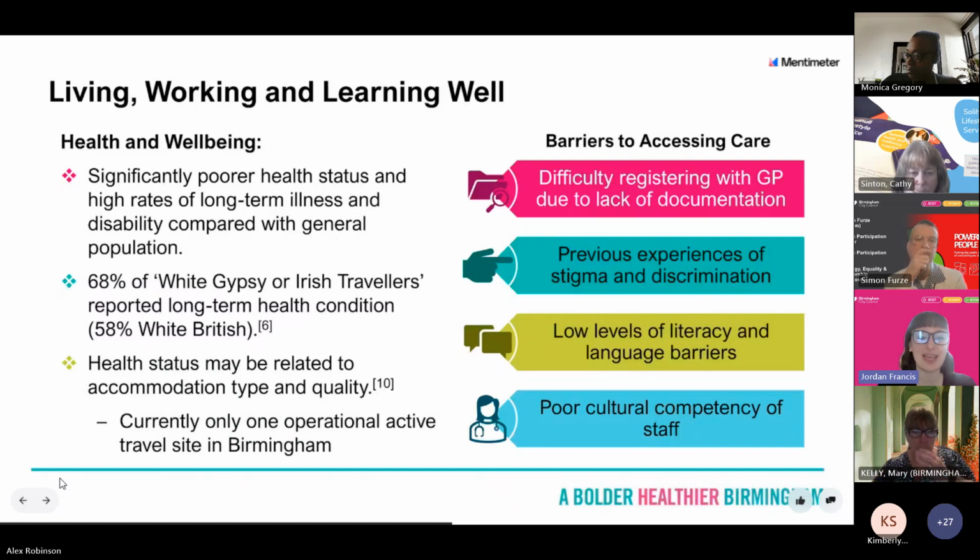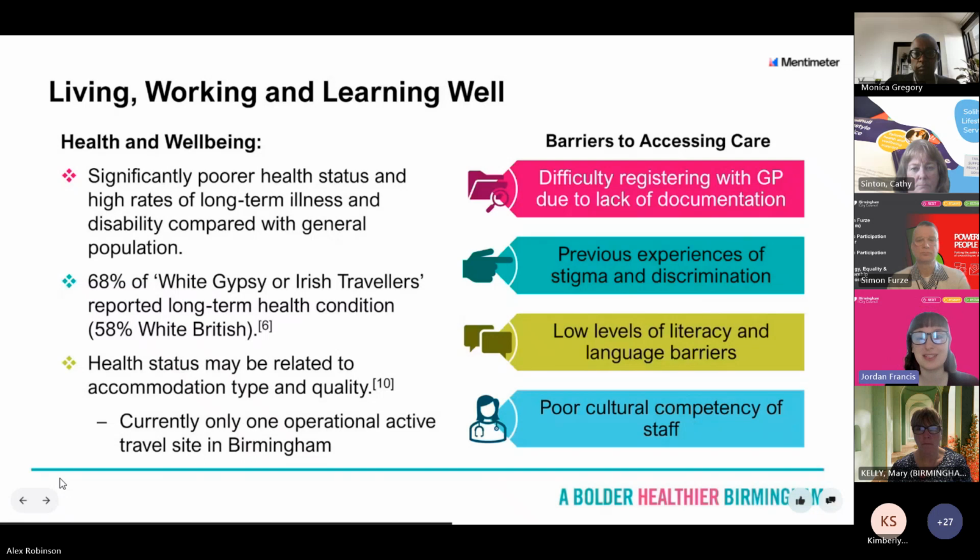And health status, we see, is linked quite closely to accommodation type and quality. In an update from September 2020, it was found that there are only 2 functional active traveller sites in Birmingham, one of which is currently closed, and the other site only has a capacity of 14. So there are very minimal safe living conditions for traveller populations that still wish to not live in bricks and mortar accommodation, which can contribute significantly to experiences of poor health.